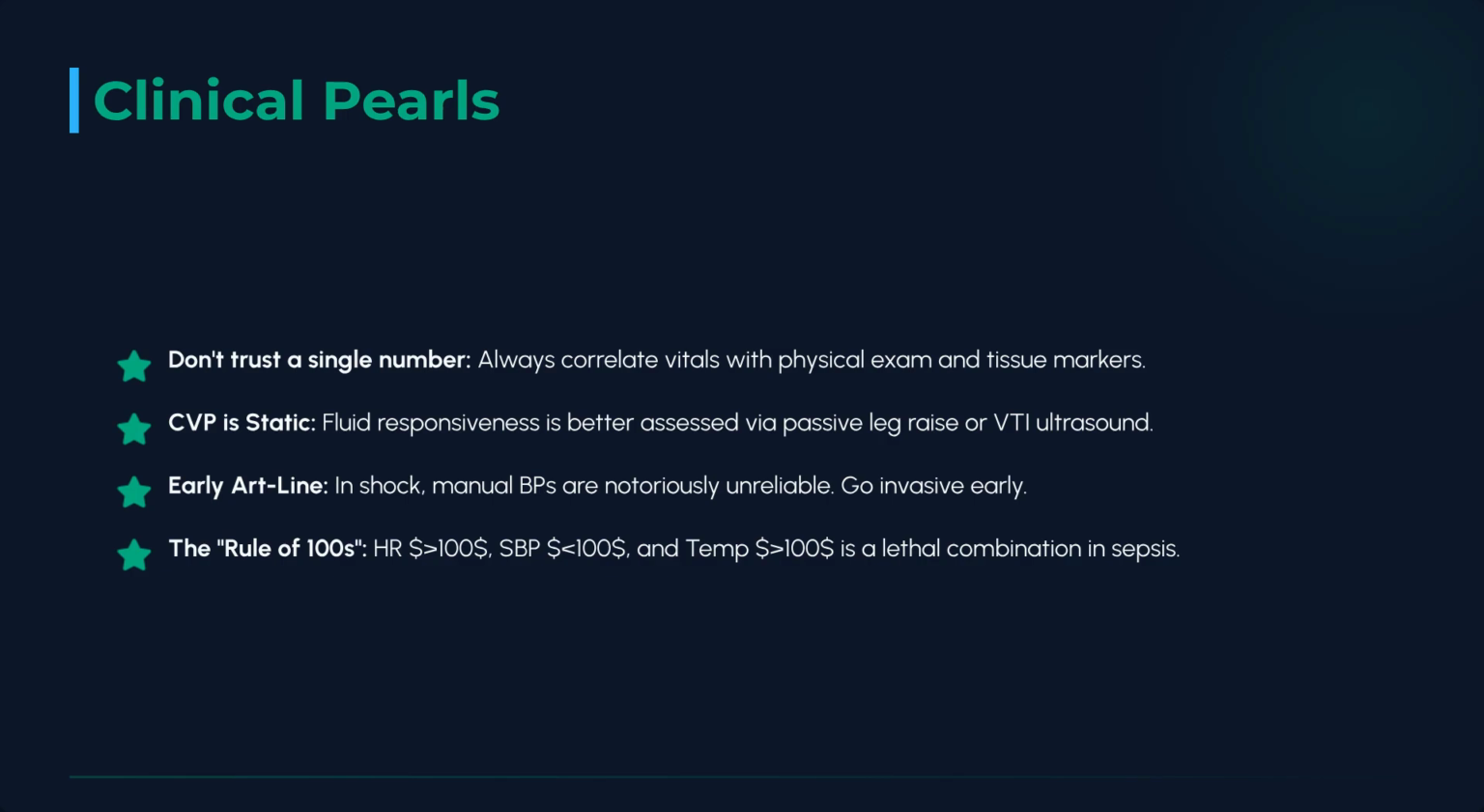Here are some clinical pearls. Always correlate vitals with physical exam and tissue markers. Use dynamic assessments for fluid responsiveness. Get an arterial line early in shock, as manual blood pressure readings can be unreliable. Finally, remember the rule of 100s in sepsis.